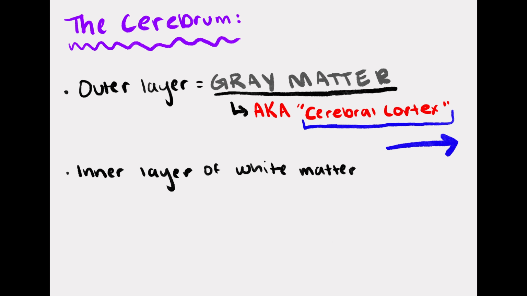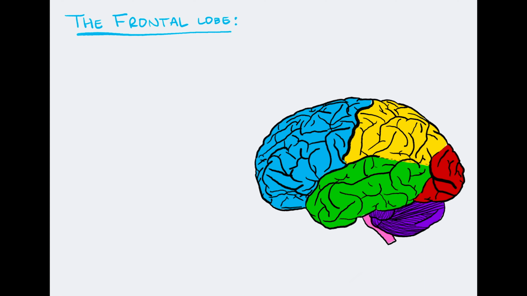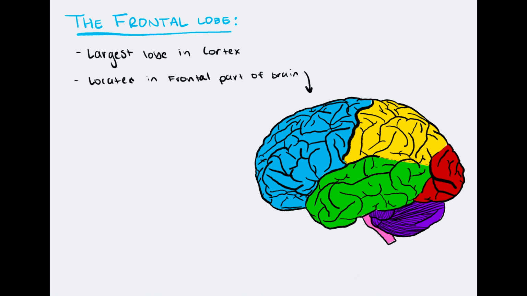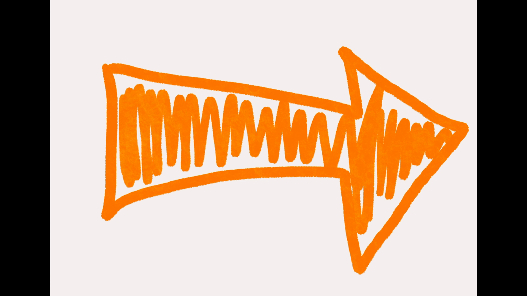The cerebrum consists of an outer layer of gray matter called the cortex and an inner layer of white matter. The cerebral cortex can further be divided into 5 lobes: the frontal lobe, the parietal lobe, the occipital lobe, the temporal lobe, and the insular lobe. The frontal lobe is the largest lobe in the cortex and is located in, you guessed it, the frontal part of the brain. The frontal lobe has many roles. It's involved in movement, cognitive control, self-referential thought, and executive functions such as planning, organization, and goal-oriented behavior.